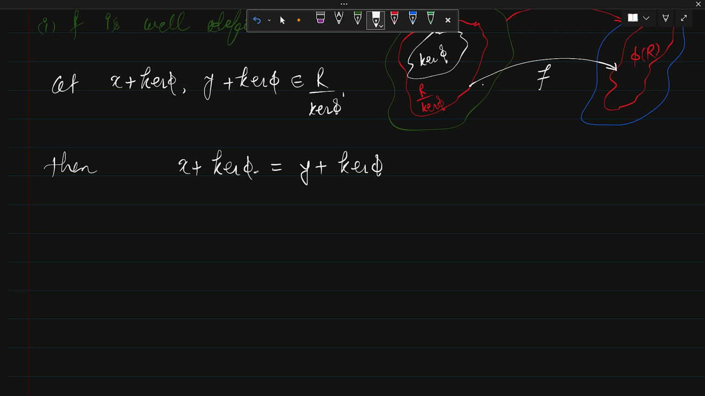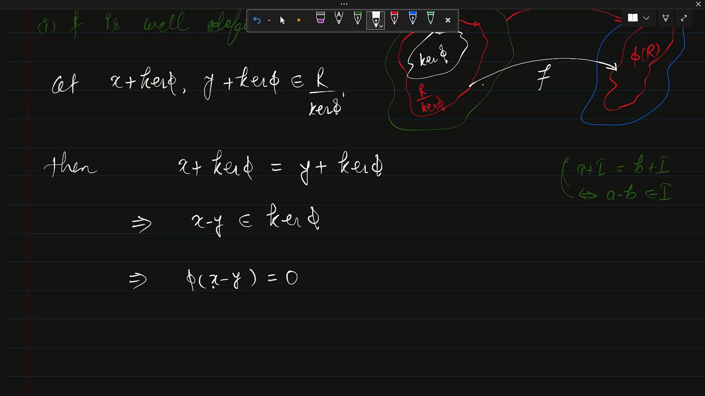And we know kernel of phi is an ideal, and for any ideal, if we have a plus I equals b plus I, then this holds if and only if a minus b is in I. Okay, so this is a property of an ideal. Now from this we can say that this implies x minus y is an element of kernel of phi. Now we know what kind of elements are in kernel of phi, those which are mapped to zero by phi, right? And this implies that phi of x minus y is going to be 0, right?